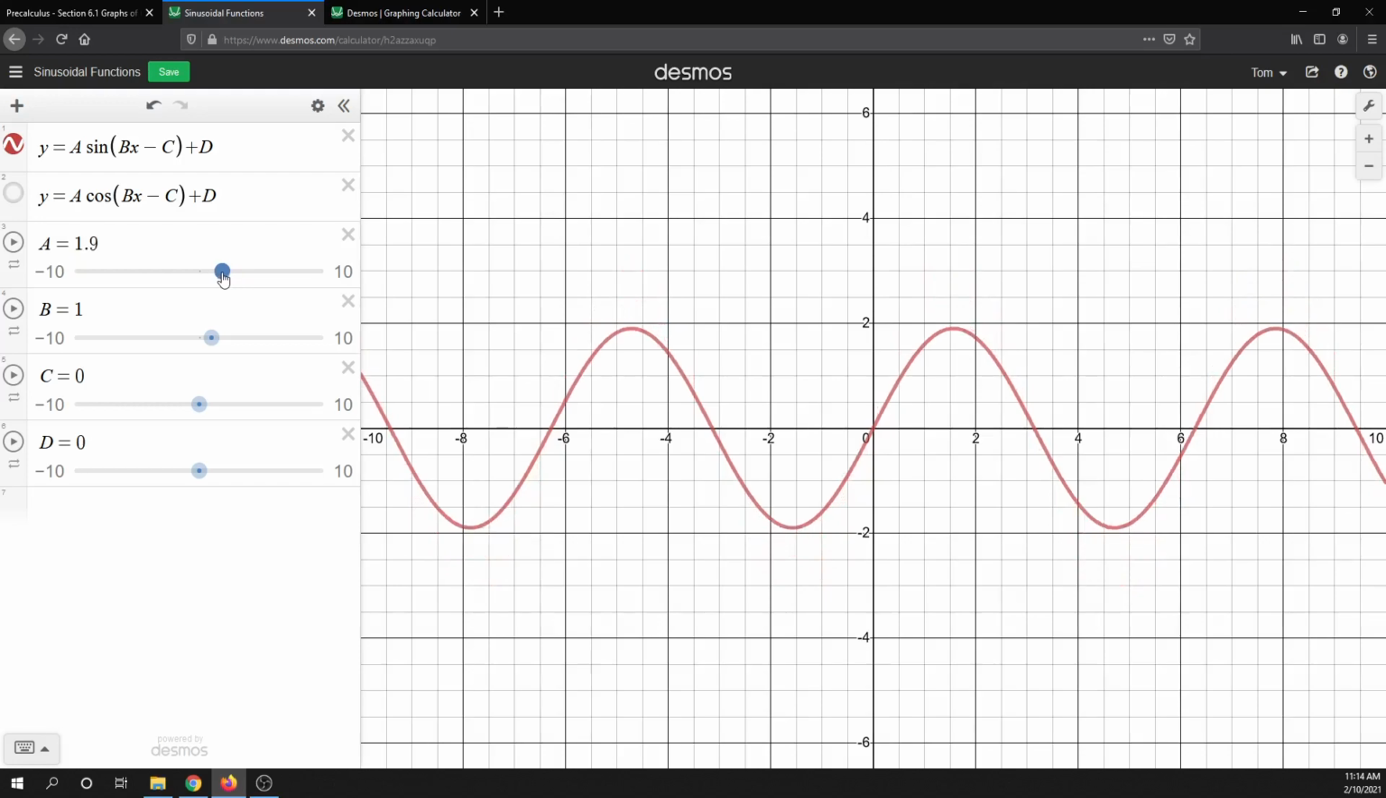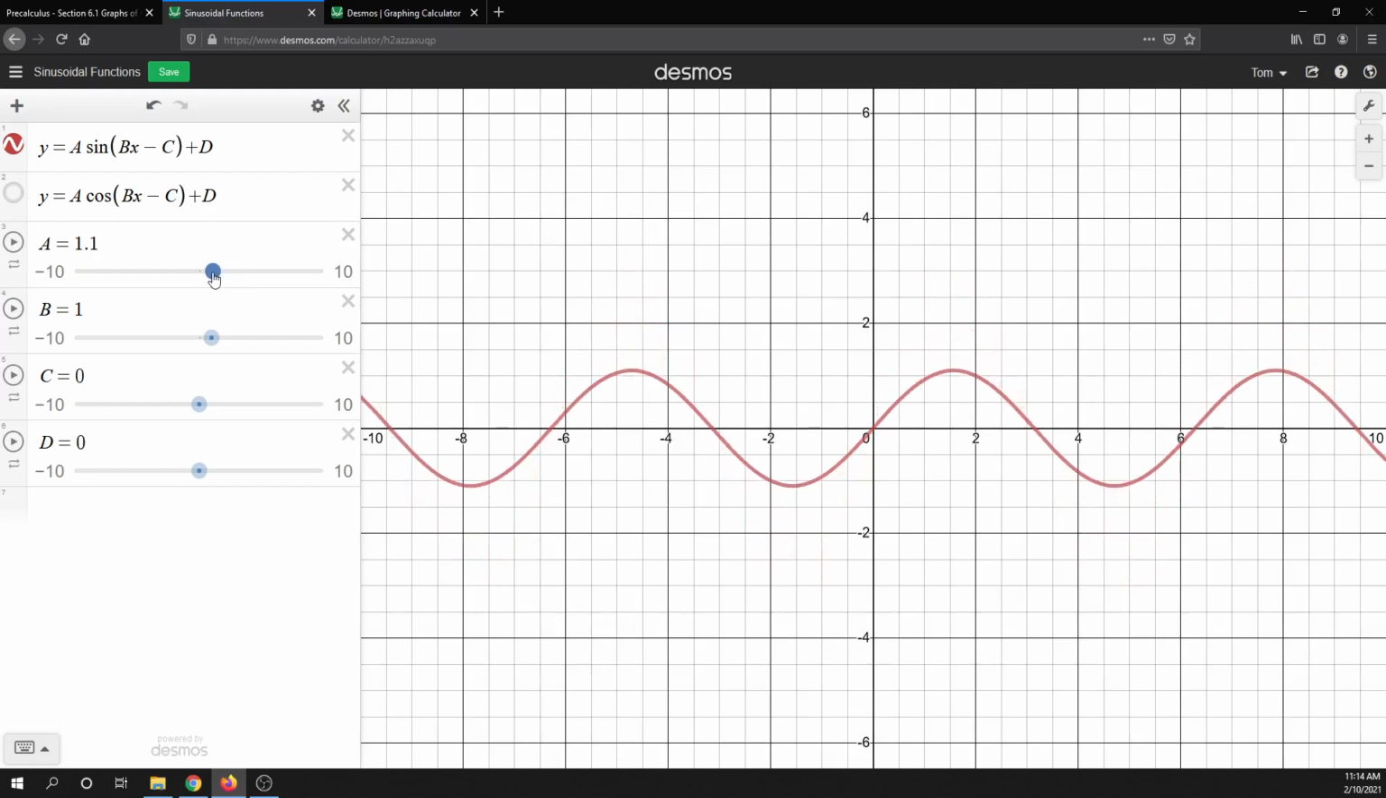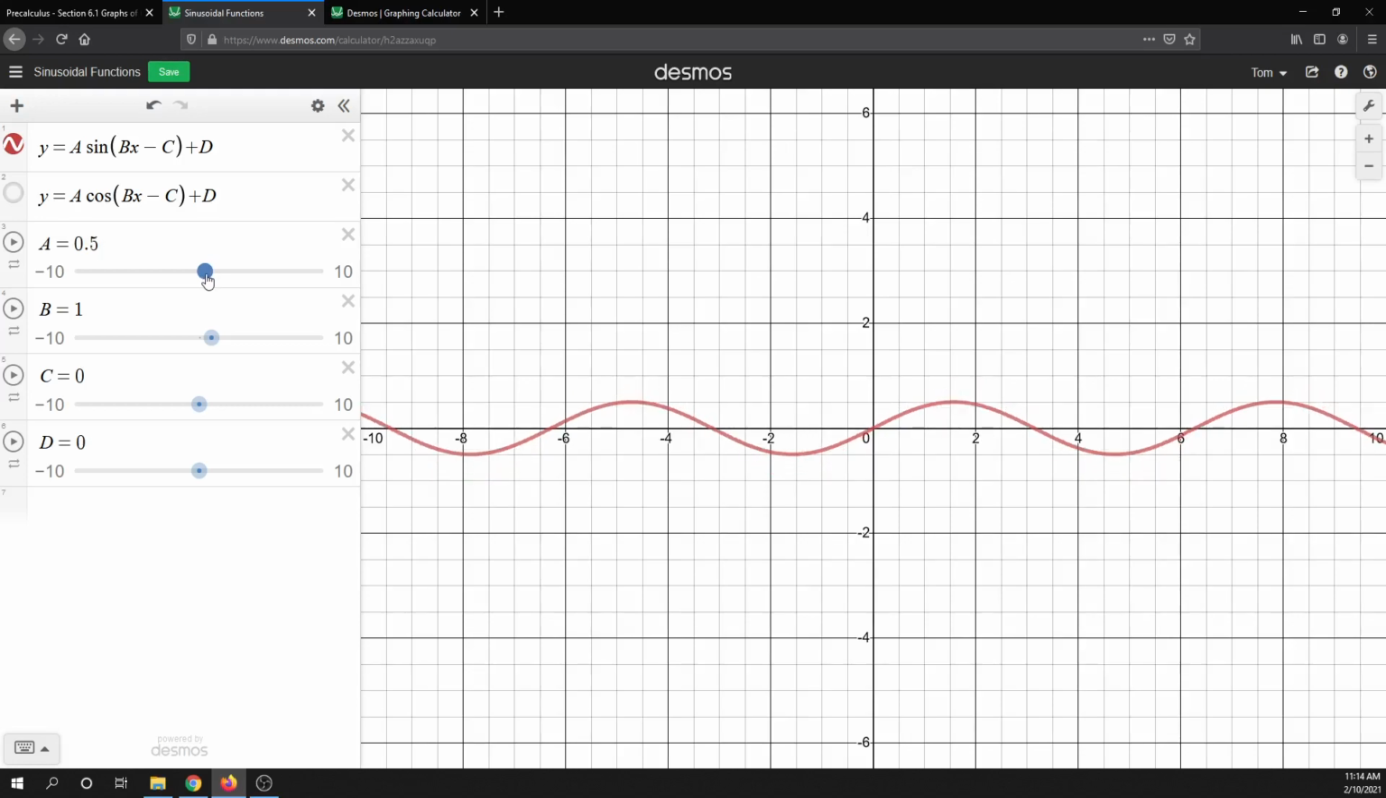If that number is in between 0 and 1, it's going to be a vertical shrink. Those things are going to shrink and get smaller, so the distance between the maximum value points and the minimum value points and the midline is getting smaller.